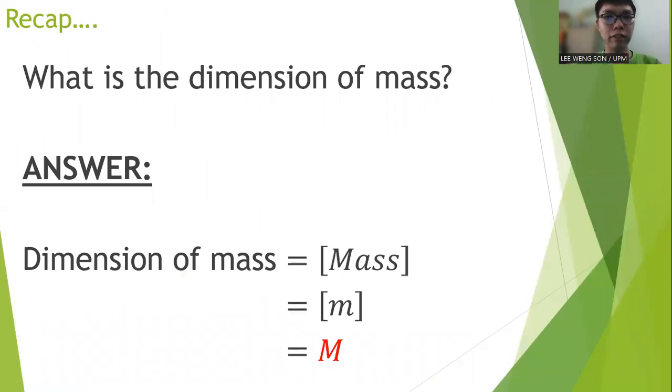Let's have a recap of the dimensions. What is the dimensions of mass? To answer this question, you first have to start with a square bracket along with the physical quantity. You can see in the second step, you write it this way, that is to put the square bracket along with the symbol of the physical quantity. And from the table, we know that the dimensions of mass is capital M. And this is our final result for this question.